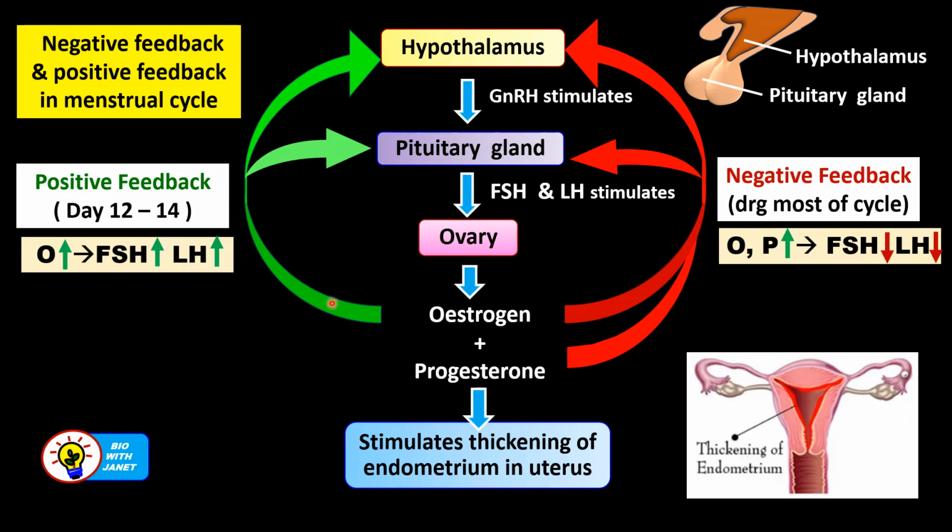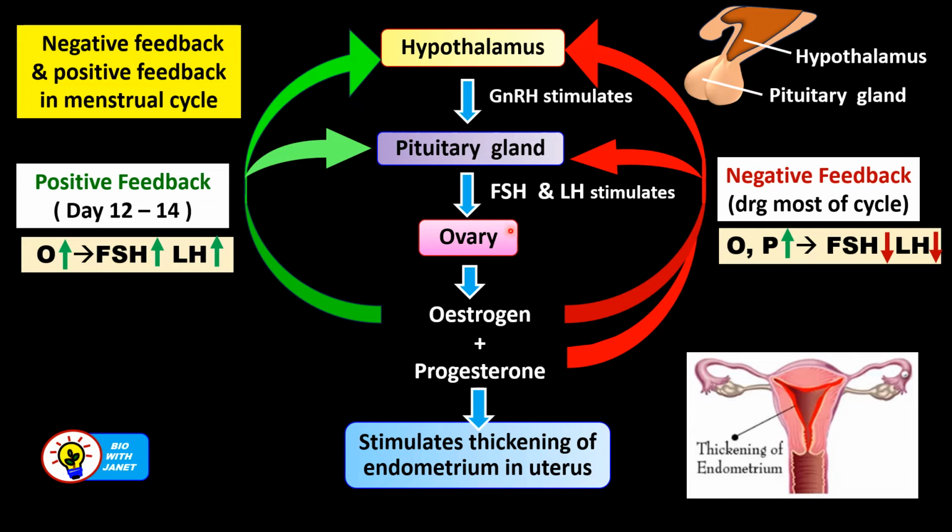Here is a very good diagram to explain the negative feedback and positive feedback that occurs in the menstrual cycle. Okay, these two mechanisms, negative feedback and positive feedback mechanism. Firstly, the hypothalamus secretes GnRH or gonadotrophin releasing hormone, which then stimulates the pituitary gland to secrete its hormones, which are FSH, follicle stimulating hormone, and LH, luteinizing hormone. So these two hormones will stimulate the ovary to secrete estrogen and progesterone, right?